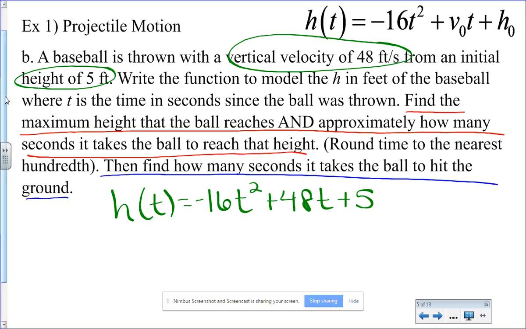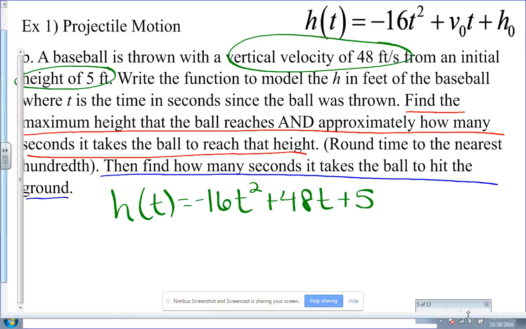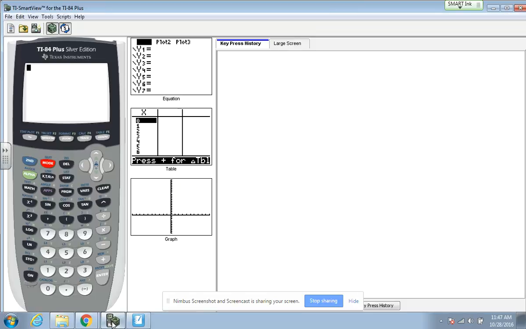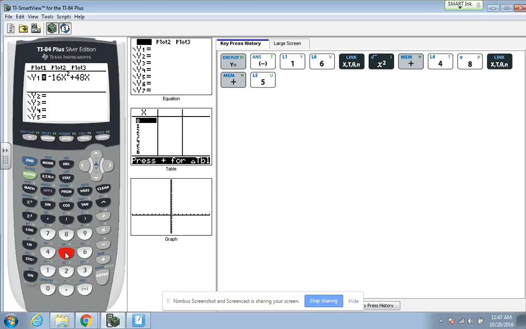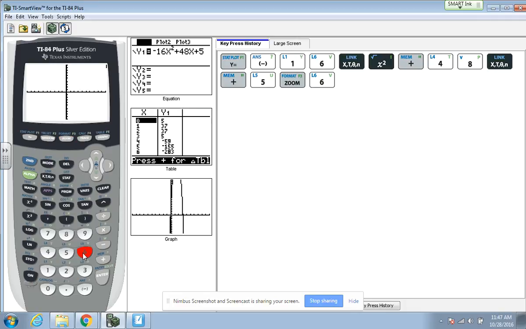So our equation is negative 16t squared plus 48t plus 5. So I'm going to go to my graphing calculator here and type that in, my y equals. So notice I hit y equals. We have negative 16, we're going to use x squared plus 48x plus 5. Okay, I'm going to go ahead and hit zoom 6 just to kind of have a standard window.